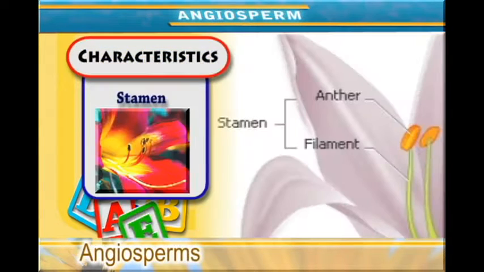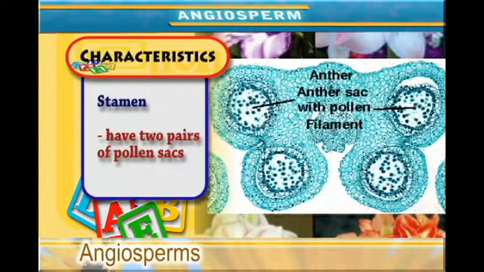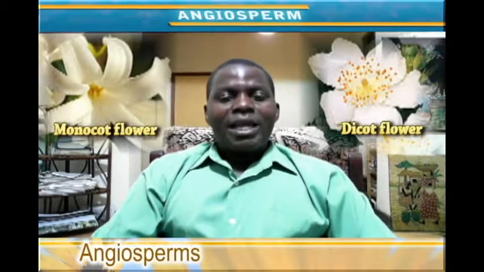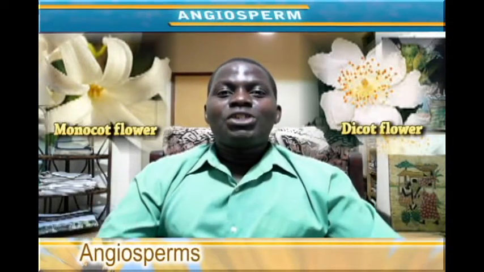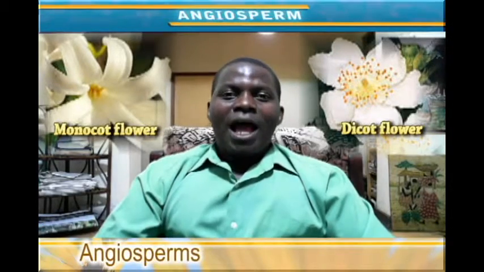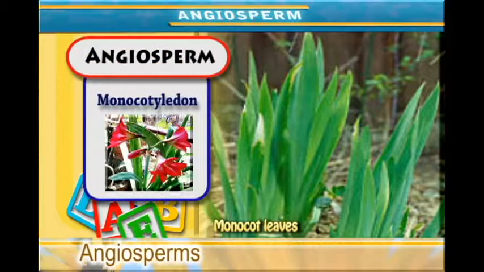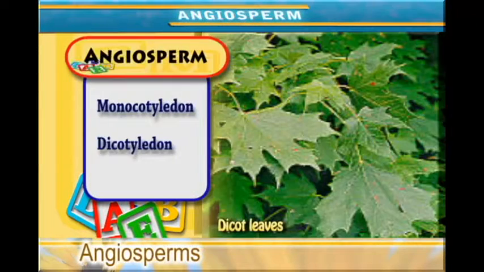And the stamens of the angiosperm plants have two pairs of pollen sacs. Now these angiosperms are further subdivided. Remember, we have said that angiosperms are flowering plants. They are further subdivided into two groups, the monocots and the dicots.